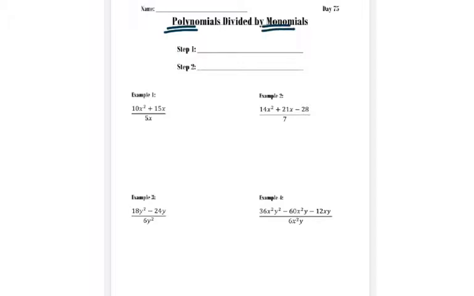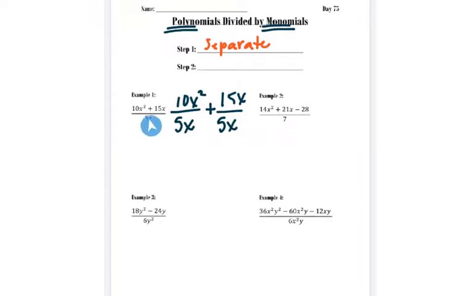So what we do first, very, very easy. Step one, go ahead and write sep R8. So what we're going to do is we are going to separate this into multiple pieces. So what we have is 10x squared, but we're going to give that the 5x. And we have a 15x, and we give that the denominator. So there's a rule in math that says if we're dividing by one term, that's the same as just dividing both pieces. Very easy.